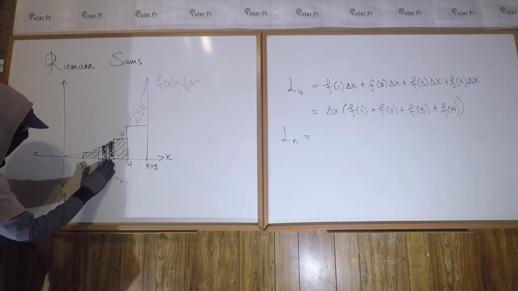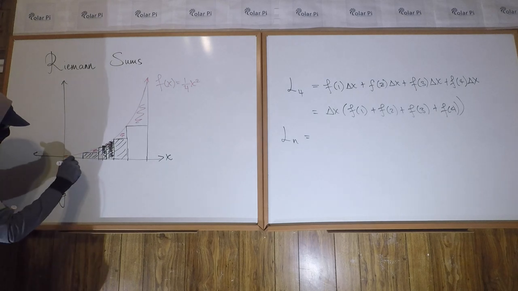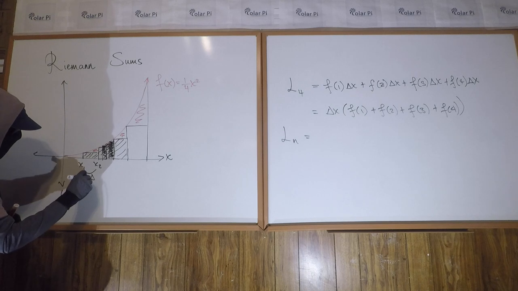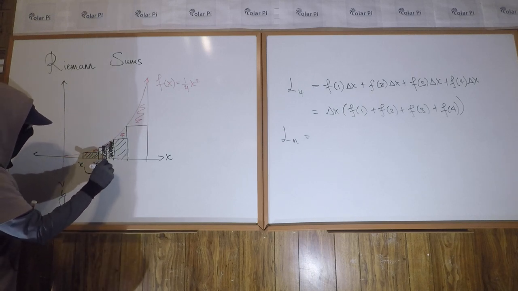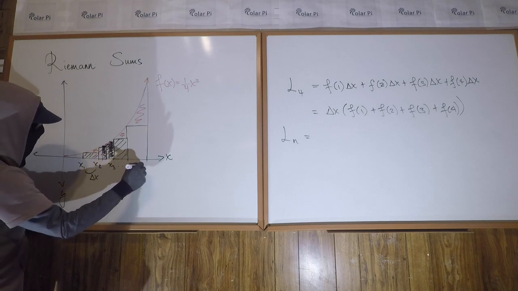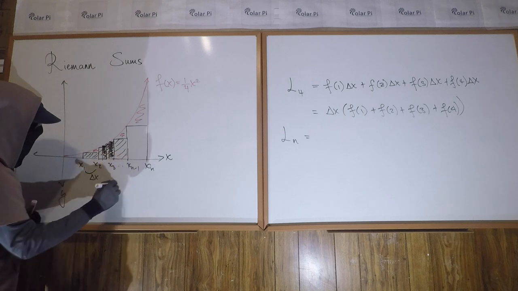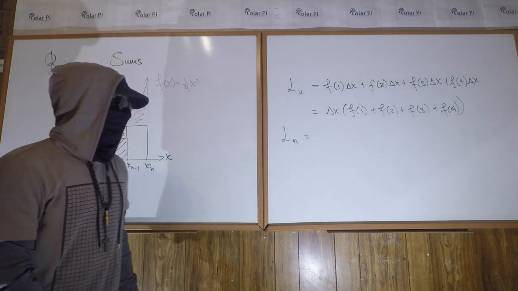So if we just get rid of these and say, this is x1, and then we'll have some x2. Again, we're making the delta x the same. And then we have x3, blah, blah, blah, all the way to some xn. Right, obviously just before it will be xn minus 1. Ignore the fact that my rectangles are now messed up.